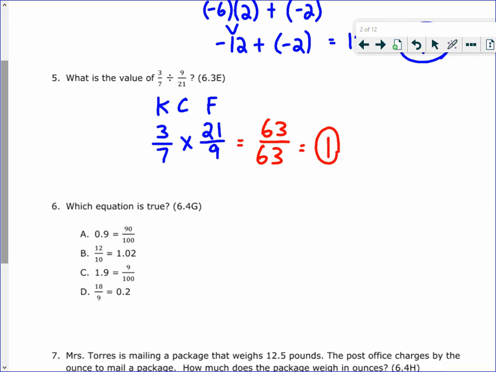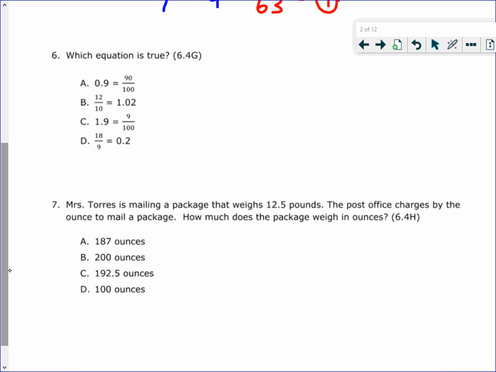Awesome. Number 6, which equation is true? So we got another one where we're trying to find equivalent fractions, decimals, and percents here. It looks like just fractions and decimals. So 90 hundredths is equal to 9/10. So it looks like those are equal. Let's prove these ones wrong.